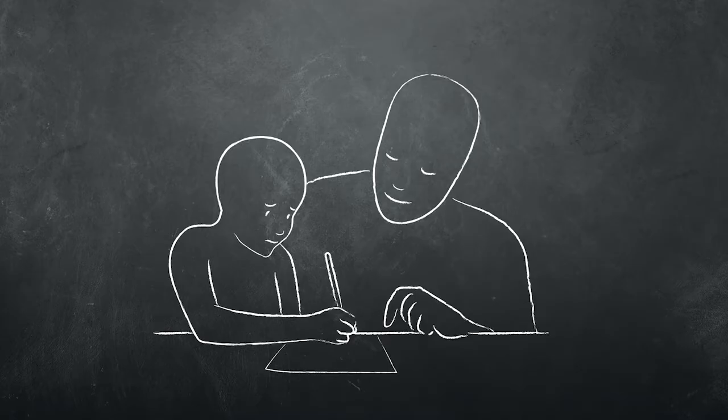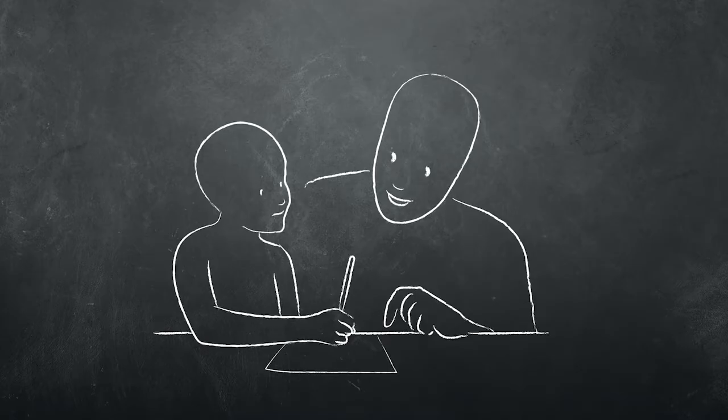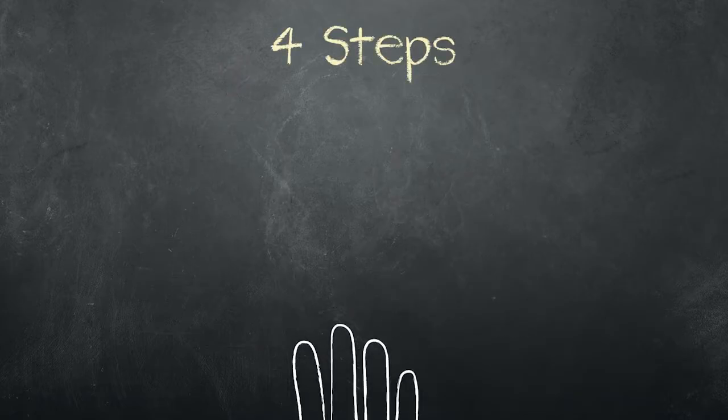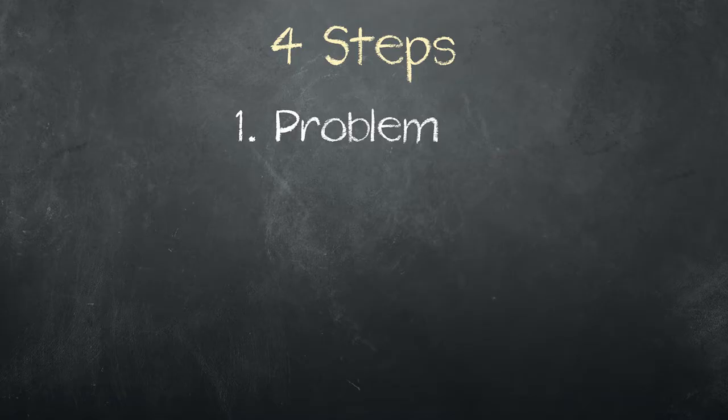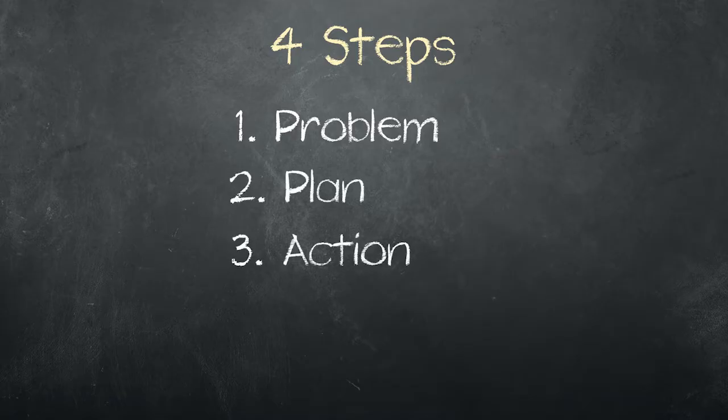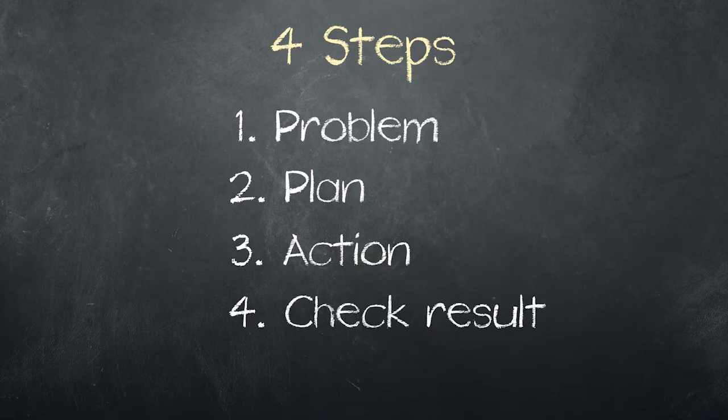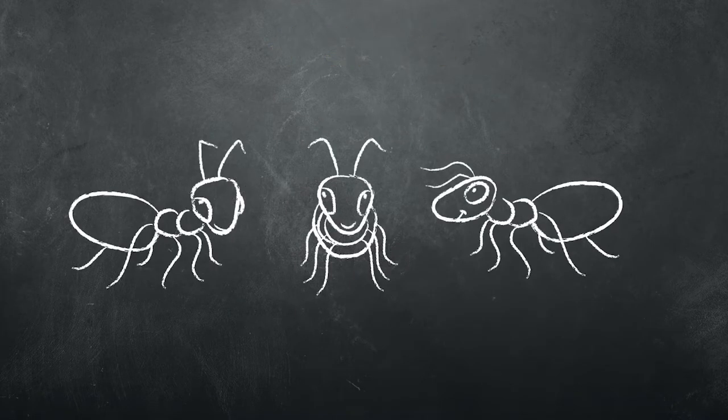Problem solving is a method teachers can use to guide students through any kind of problem. There are four steps to problem solving. Define the problem, make a plan, put the plan into action, and check the result. As an example, you'll see how these ants use the four steps.